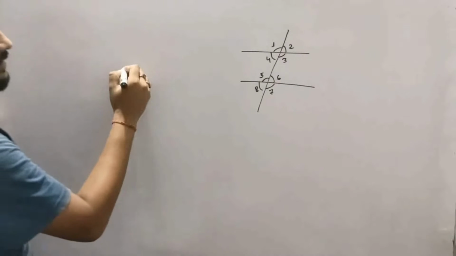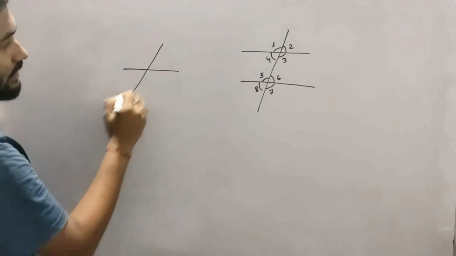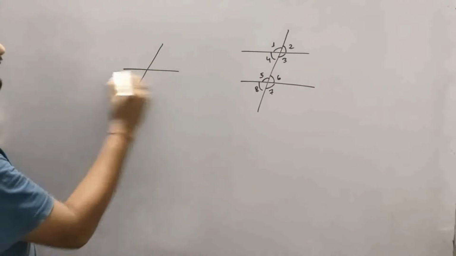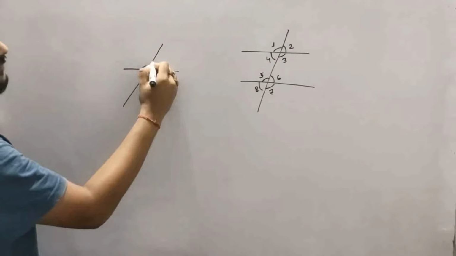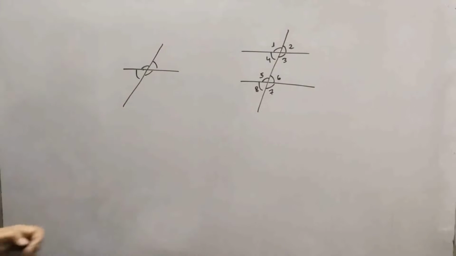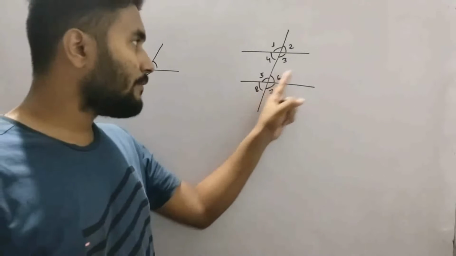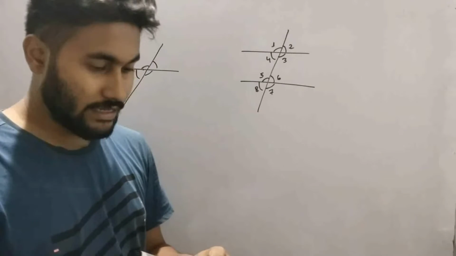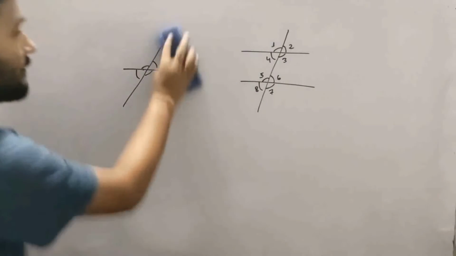You see, this is a straight line, this is a straight line. So this is a crisscross, right? One X shape. So this will definitely be vertically opposite angles. So correct. Like that 5 and 7, 6 and 8 are also vertically opposite angles. So correct.